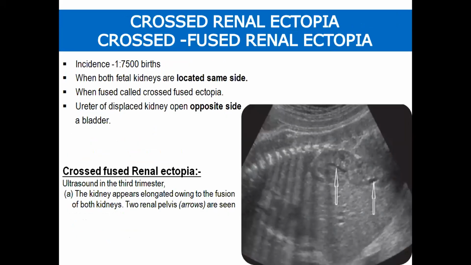Crossed renal ectopia, incidence 1 in 7,500, is when both the kidneys are located on the same side. On the other side, you don't get a kidney, and you find both kidneys on the same side. When it is fused, it is called crossed fused renal ectopia, and the ureter of the displaced kidney opens to the opposite side of the bladder. In this case, this is a third trimester ultrasound which is showing a fused kidney, and it's clearly delineating the two renal pelvises.